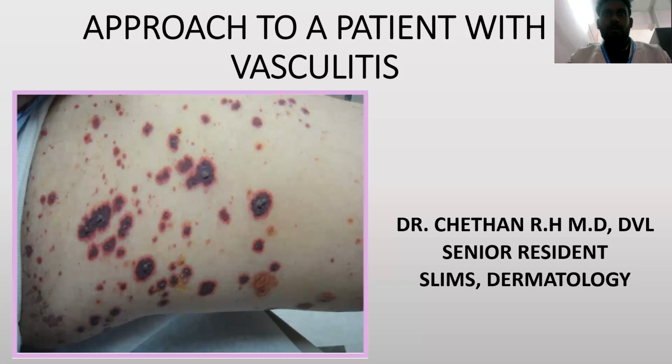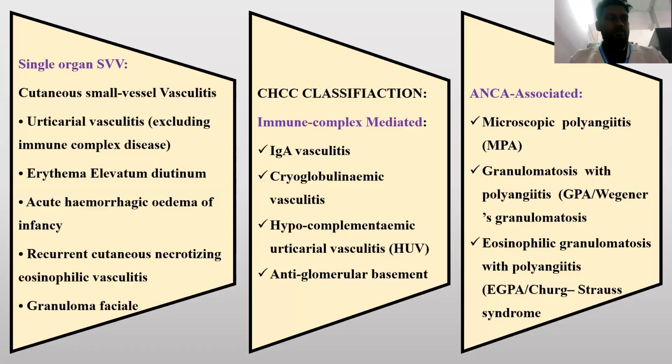Today's class is on approach to a patient with vasculitis. So first we have to see about the classification of various types of vasculitis. So here we can see. We can classify vasculitis into either single organ small vessel vasculitis, or we can also classify based on CHCC classification as well.